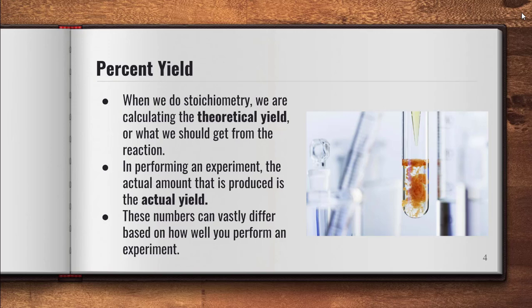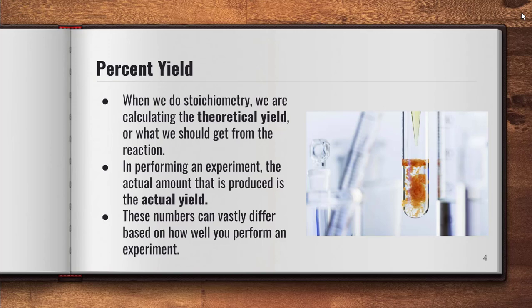Now, when we perform an experiment, the amount that is produced is known as the actual yield, which is what we actually get when we perform the experiment. So theoretical is based on calculations, actual yield is based on experimental data. Now, these numbers can vastly differ depending on how well we actually perform an experiment.